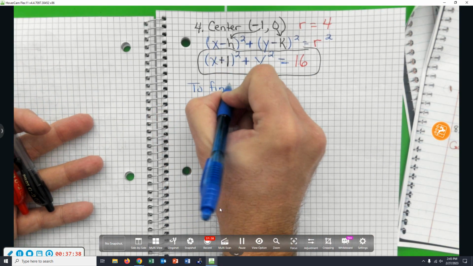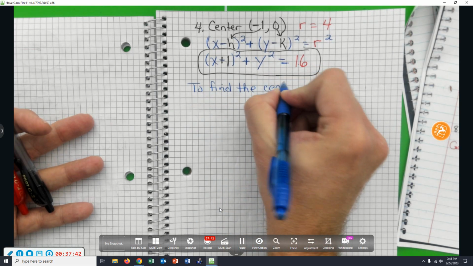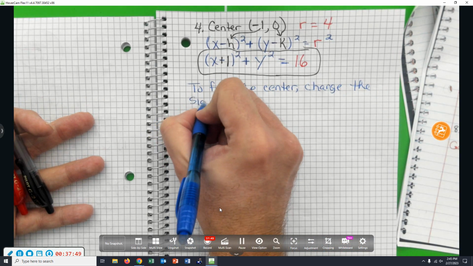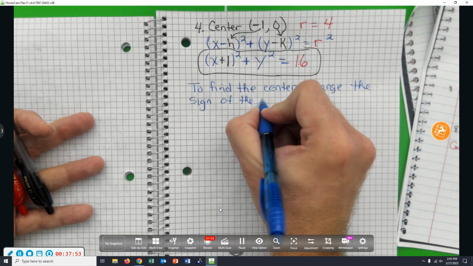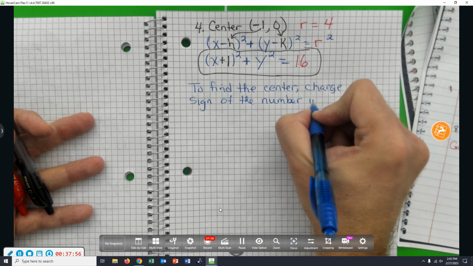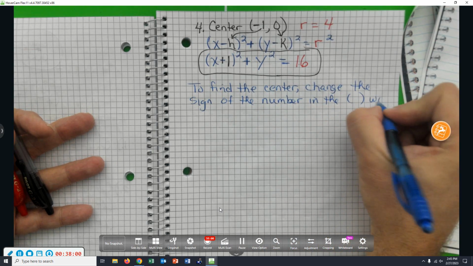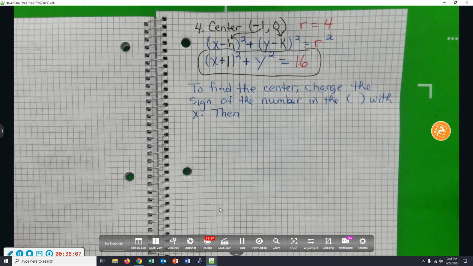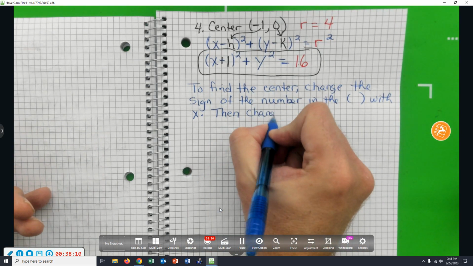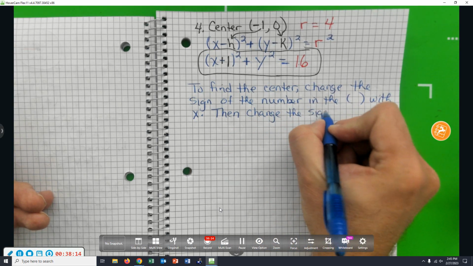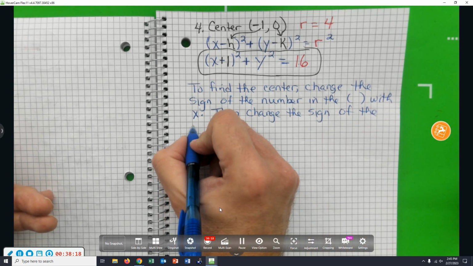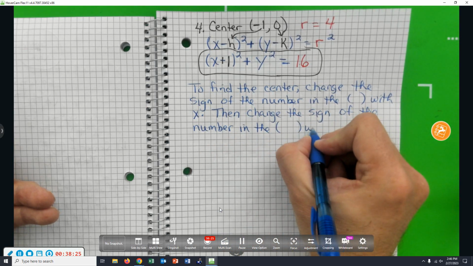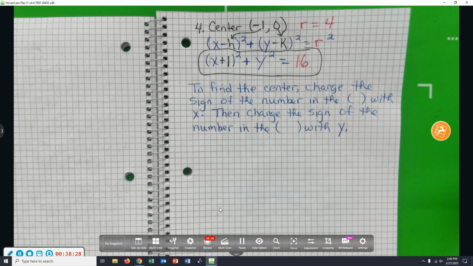To find the center, change the sign of the number in the parentheses with the x, then change the sign of the number in the parentheses with y. So that's how you're finding the center.